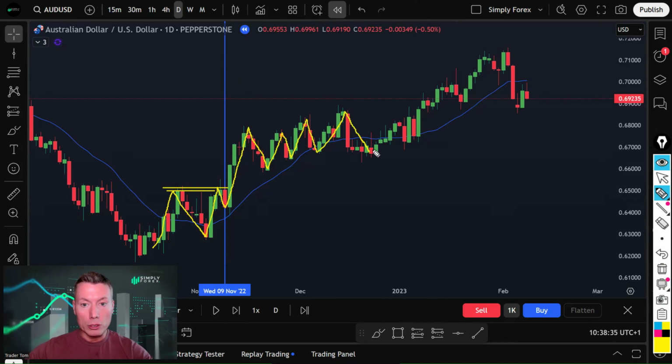Just following structure. If you haven't checked out my price action video, go check that out. It explains structure and trend. But we are in an uptrend all the way until we break that low. So from here to here, I can look for buy trades. I want to be with the daily trend.